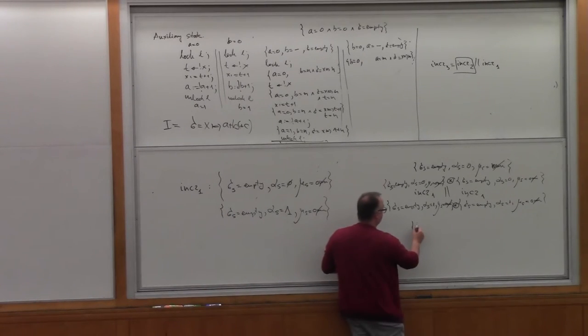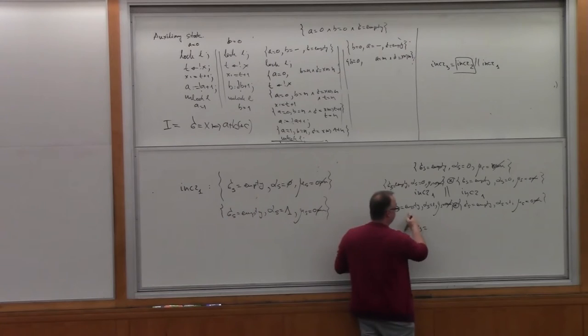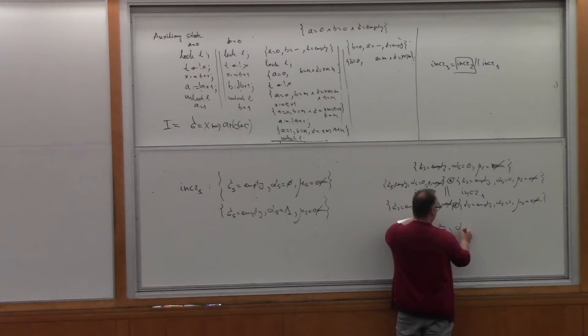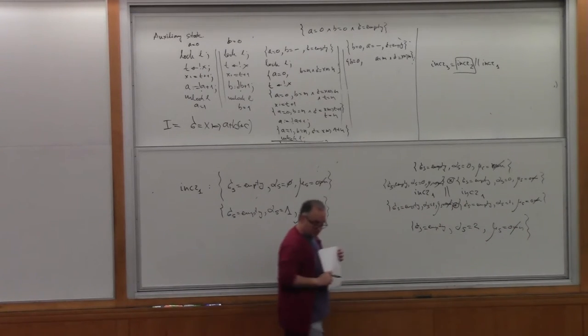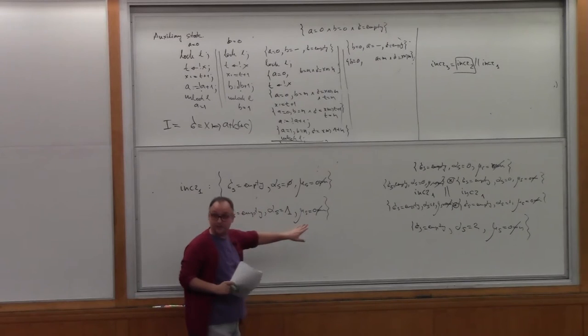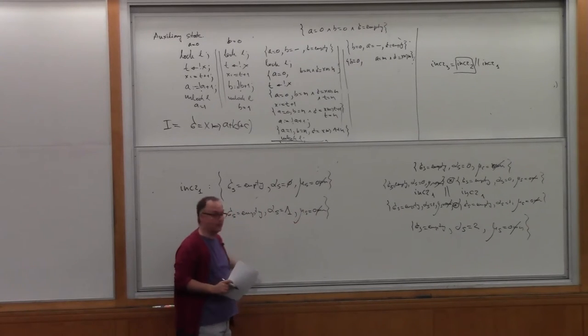But here what I will just get is the sigma s for the parent is the sum of the sigmas here, so that's just empty. AS of the parent is the sum of the ASs of the children, so that's 2. And the parent doesn't own the lock. Does this make sense? Okay.